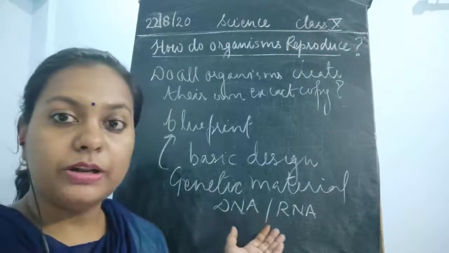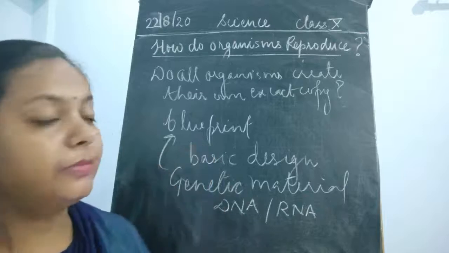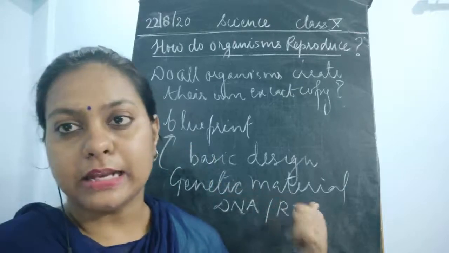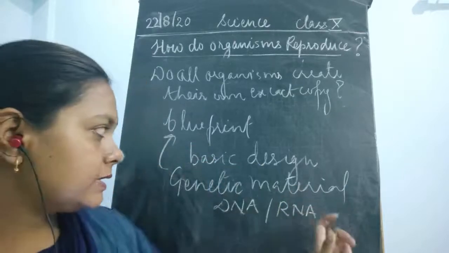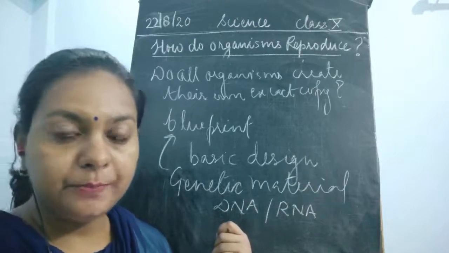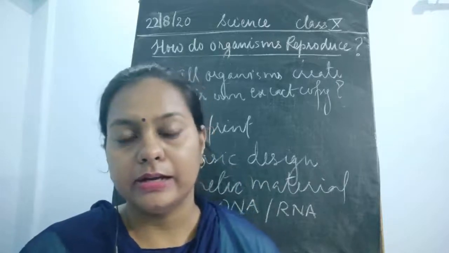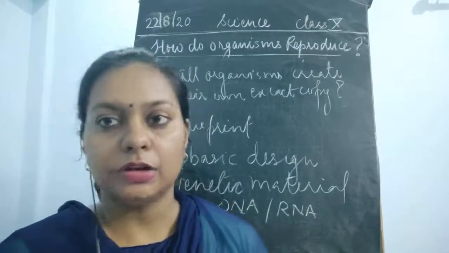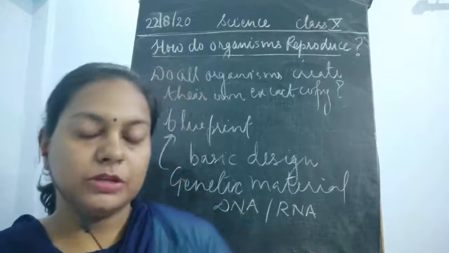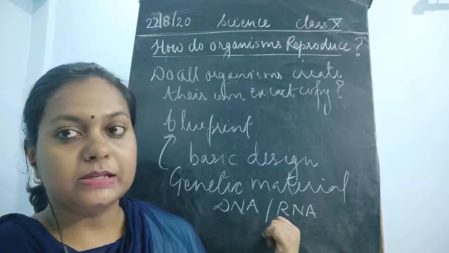These are the things which are responsible for creating the blueprint, creating the basic design. All the information regarding this basic design is kept in these DNAs or RNAs. And yes, of course, each and every cell has its DNAs and or RNAs. It is not possible that both genetic materials are present together, but some amount of RNAs are also present together with the DNA.